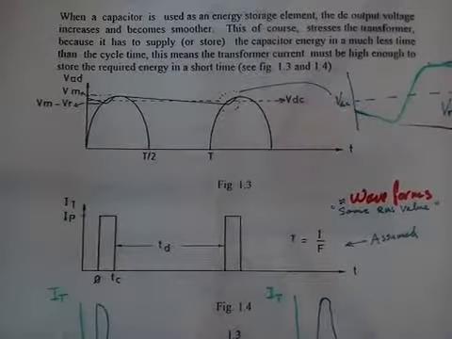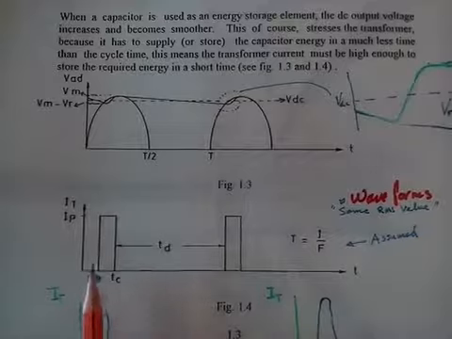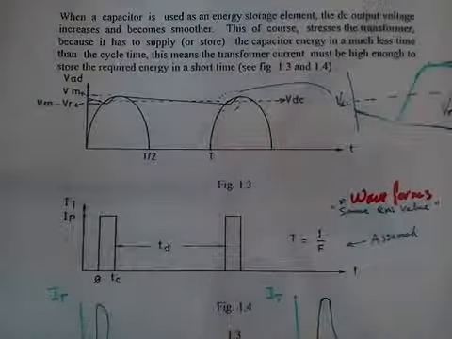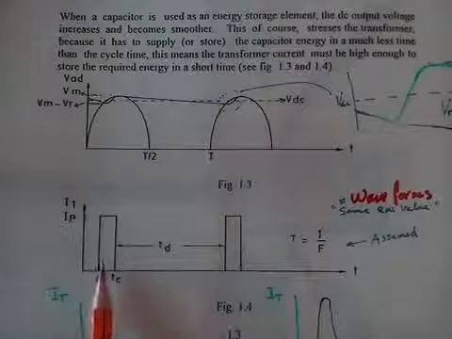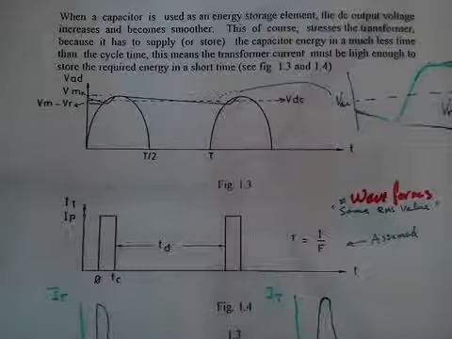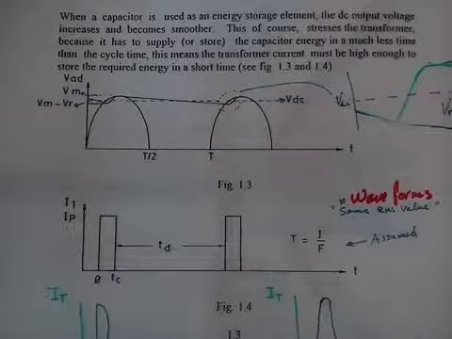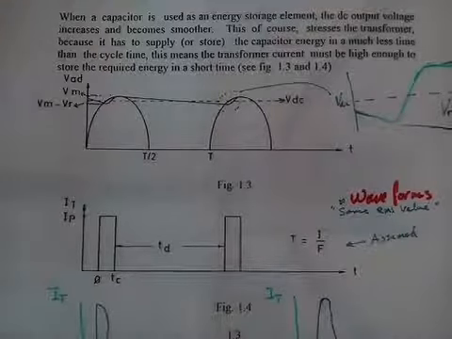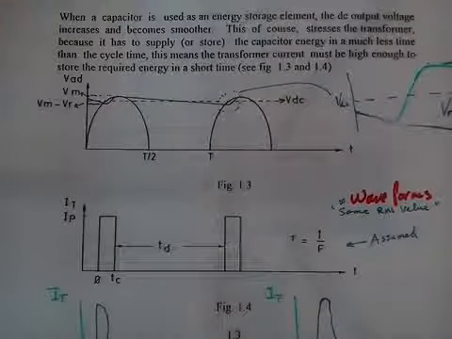Now this shape of current will stress the transformer because it has to supply all that energy in a very short duration. That means we are not going to get much out of our transformer when we change the shape of the waveform.